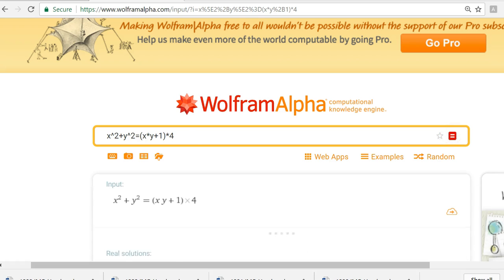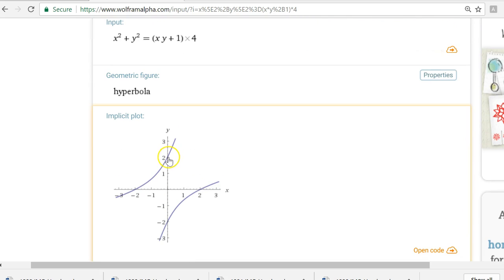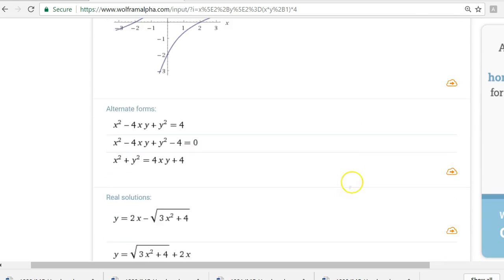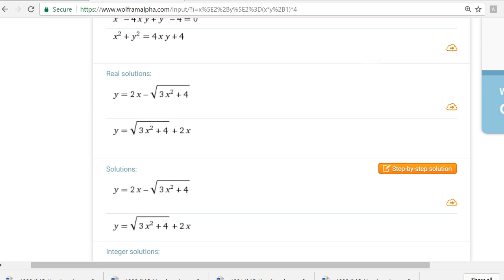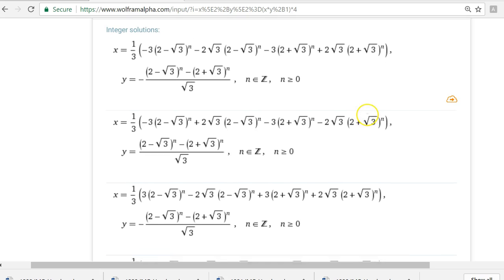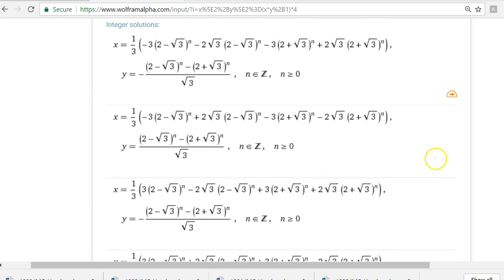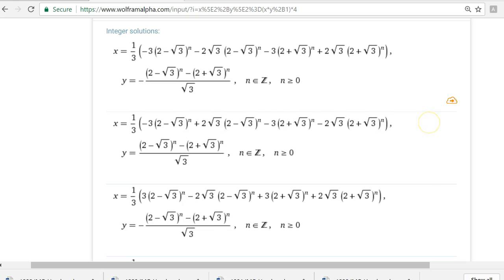Then our curve goes through the points 2, 0, 0, 2, minus 2, 0 and so on. What's so interesting is, as you scroll down, not only will Wolfram Alpha give us the real solutions of this, but it will also give you the integer solutions to this hyperbolic equation. This is quite a surprising result that gets us thinking.